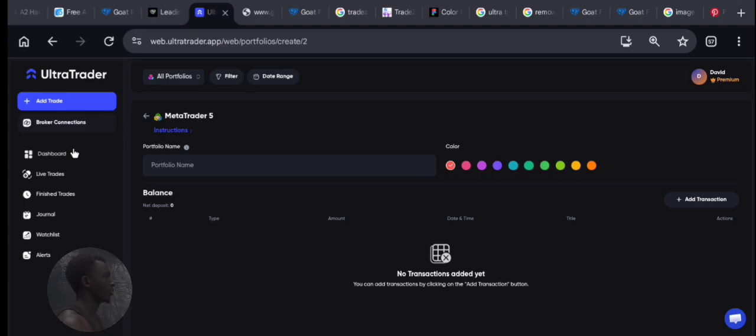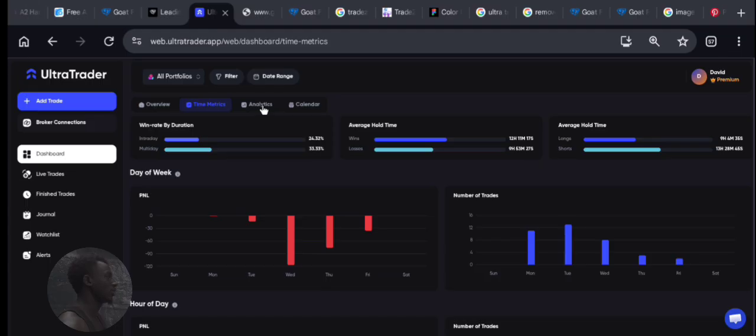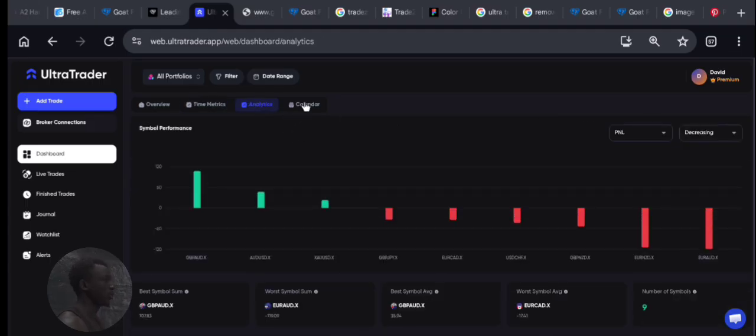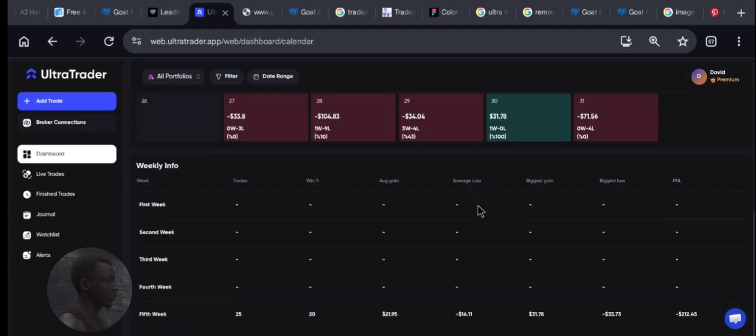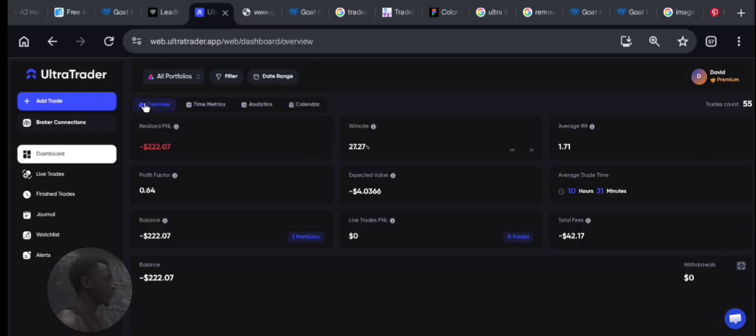So then you can just go through the dashboard now. I'm taking you through the dashboard. So this is the dashboard, and as you can see, we're on the dashboard right now. This is the overview. This is the time matrix. This is the analytics, and this is the calendar. So that's basically how it is. But for now, I'll start from the overview.